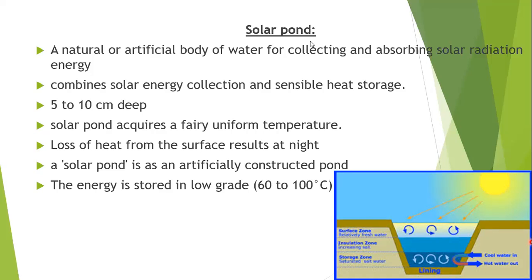Loss of heat from the surface, especially at night, results in circulation of water by convection. This situation is changed if the pond contains salt water at the bottom with a layer of fresh clear water on the upper side. If you take salt water on the bottom side and fresh water above it, we can reduce the losses.